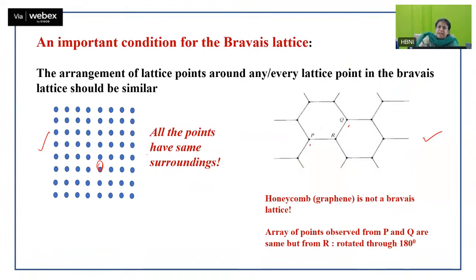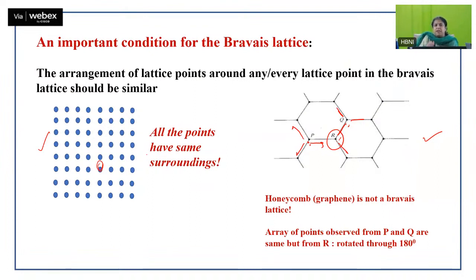Why? If I'm standing at Q, what I'll see is one point in this direction, one point in this direction, and one point in this direction. And this is actually mirrored at P. If I'm standing at P, I will see one point going forward, one point going here and here. But in case of R, one point is going here. So basically, in general, they are all connected to three atoms, but it is reoriented. The orientation is different as compared to P and Q.